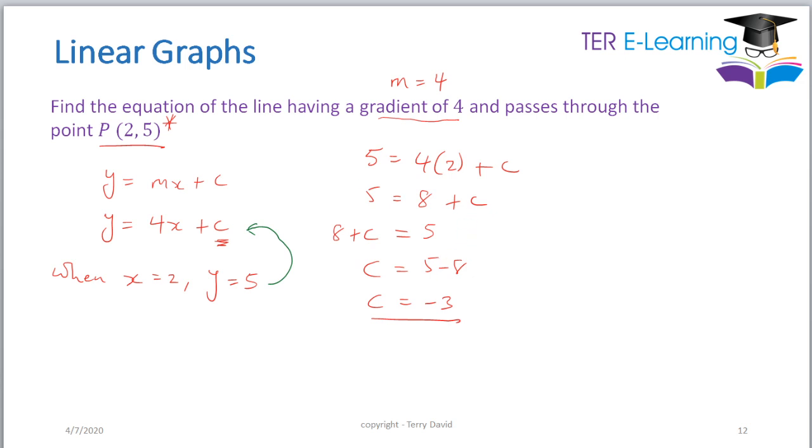So therefore the equation of the line that we want, or the answer to the question, is y is equal to 4x minus 3, right? So this is my equation. This is the answer they want, and these are the steps that we have to use.